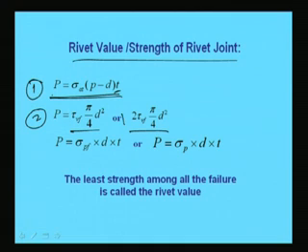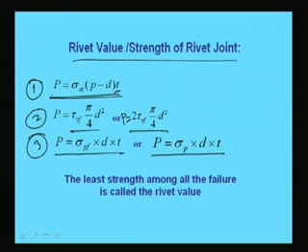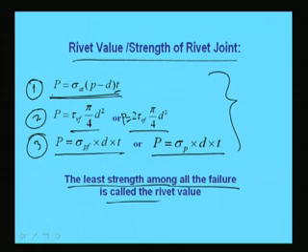Another is due to shearing. On the basis of double shear or single shear, the value of P, meaning the strength of the joint, can be found as either tau Vf into pi by 4 d square, or 2 into tau Vf into pi by 4 d square. Another is due to bearing failure, where the strength can be calculated as P is equal to sigma Pf into D into t, or P is equal to sigma P into D into t, whichever is less. Now, out of all these, the least strength among all the failures is called the rivet value.